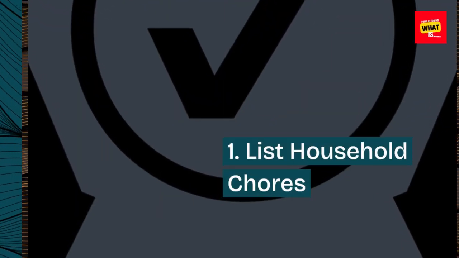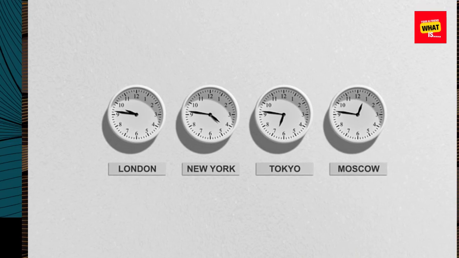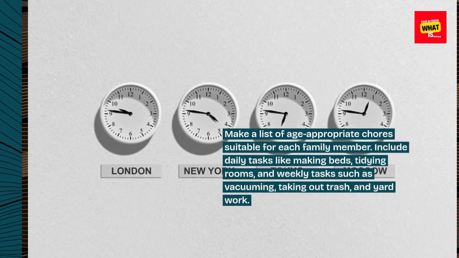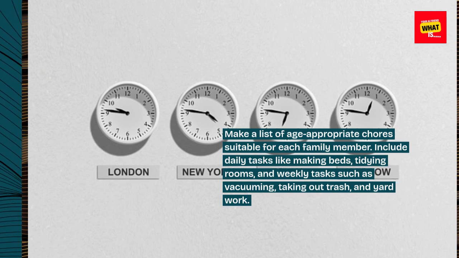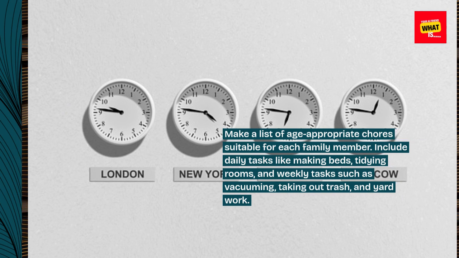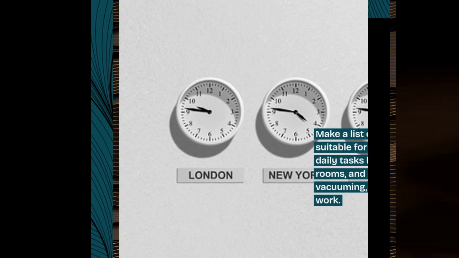1. List household chores. Make a list of age-appropriate chores suitable for each family member. Include daily tasks like making beds, tidying rooms, and weekly tasks such as vacuuming, taking out trash, and yard work.